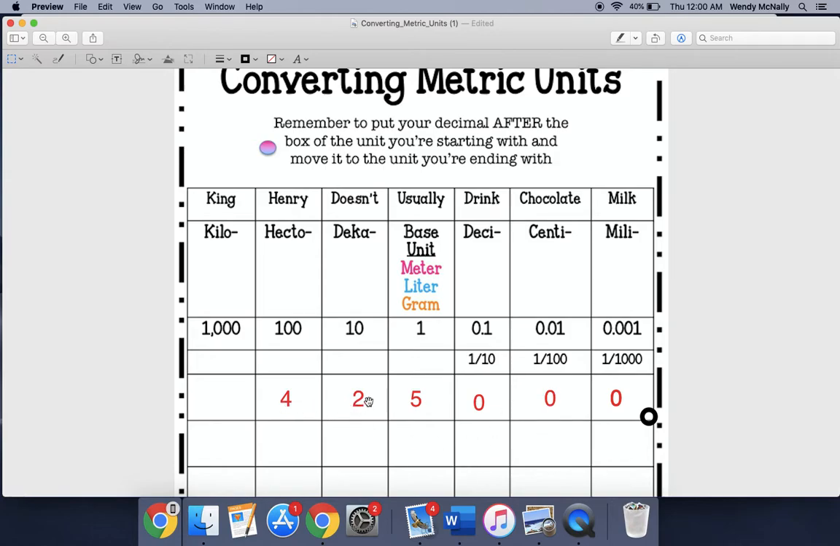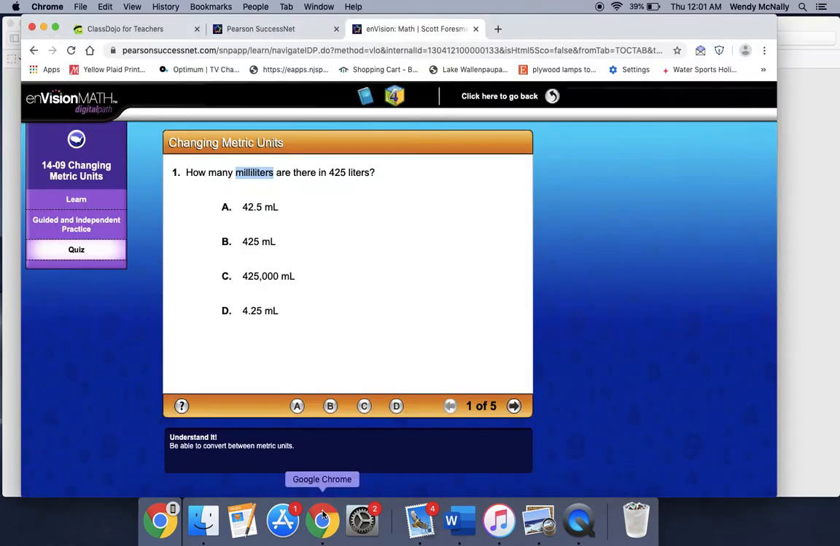If I converted 425 liters to milliliters, I am going to make it 425,000 milliliters. So it's the same as me doing 425 times 1,000. So it would be the same as me doing my multiplication or division that you would normally do. This is just a little bit more of a visual help. So let me go up here and let me see. I have 425,000 milliliters. That is the answer that I would pick. So that is C. Now let's try another one.